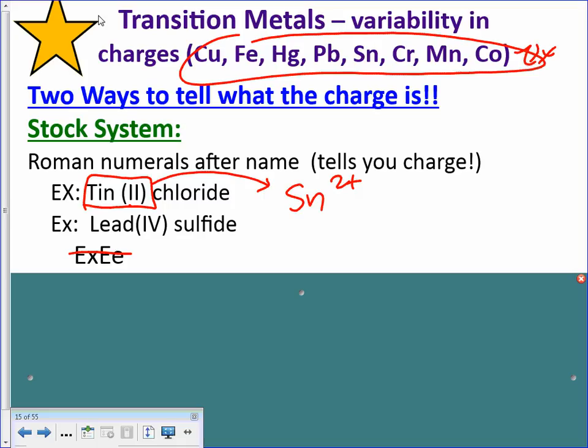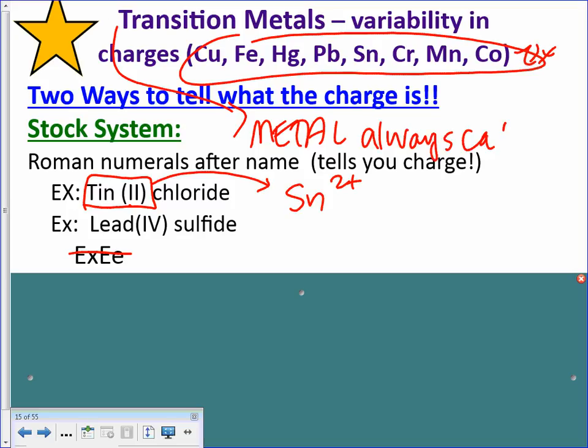If it's in the parentheses, are they all going to be positive? Yes. Good point. So transition metals are metals, and metals always form positive charges. They're always cations. Always. So they always form positive charges. Good point. Okay, so 10,2 chloride means 10,2+.